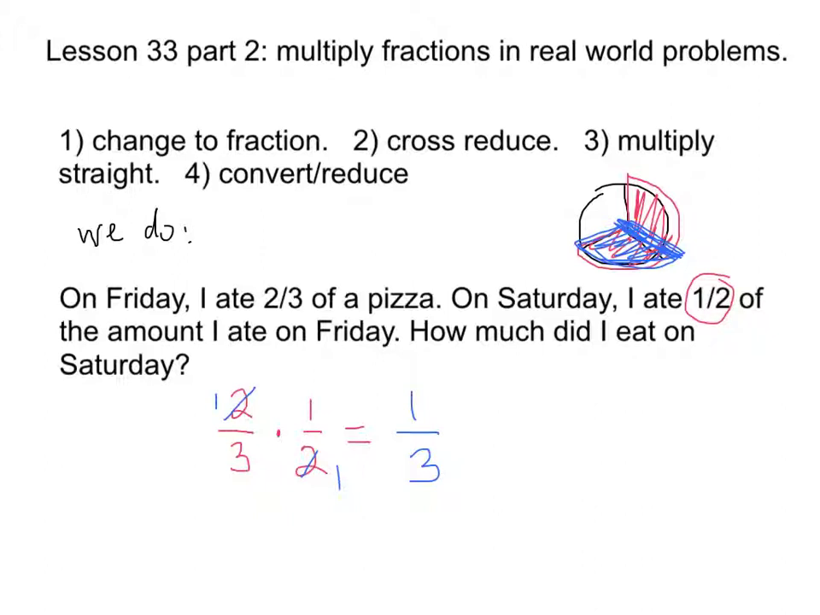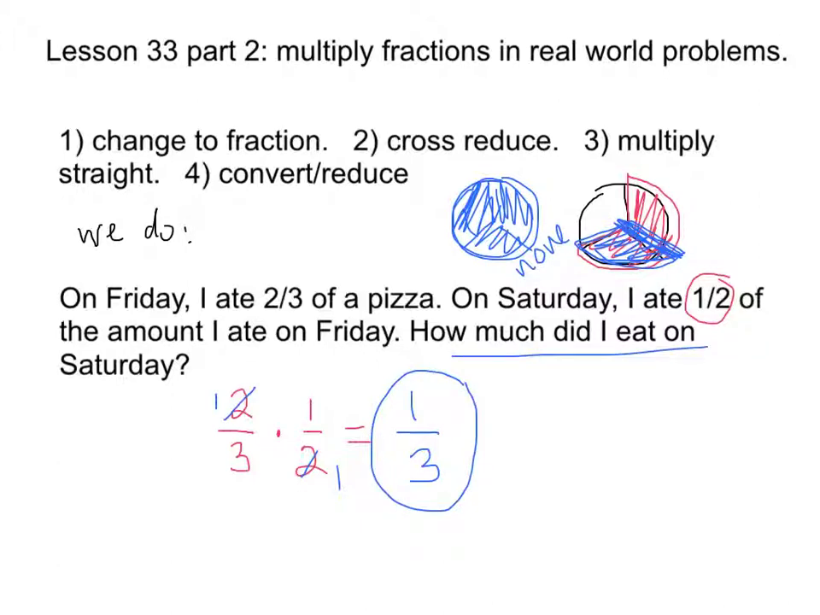And then you might get a question like, so how much of the pizza is left? I ate the rest of it the next day. How much of the pizza is left? Well, if I had a pizza cut into 3 pieces, and Friday I ate 2 of them, and then Saturday I ate another third, I have no pizza left. I ate it all. So if you get questions like that, you have to look at how much was eaten and subtract from what was left, in this case, none. So the answer to the question, how much did I eat on Saturday, is I ate 1/3 of the pizza.